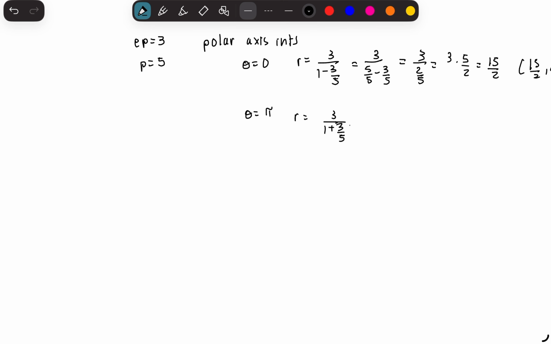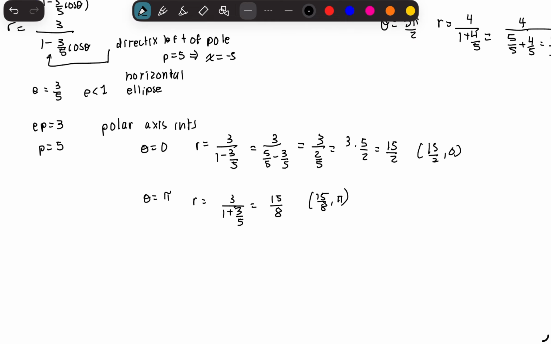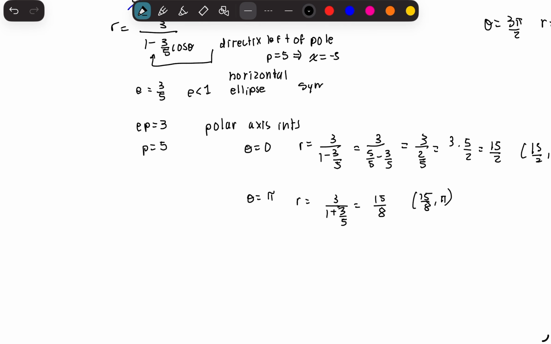Now, how would we graph this? You would first start off with plotting your focus at the pole, then you would draw your directrix at x is equal to -5, then you would plot your intercepts, and then you would sketch that ellipse, and it's going to be symmetric across your polar axis.